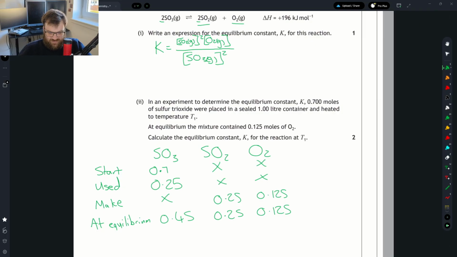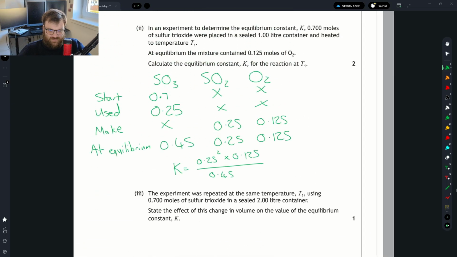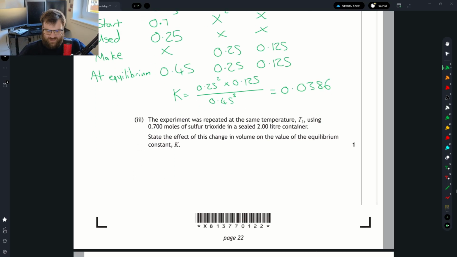Then all we'd have to do is to sub these into our calculation. So K equals 0.25 squared times 0.125 all over 0.45 squared. It gets rounded to 0.036. There are no units for the equilibrium constant, so we don't have to put anything there.